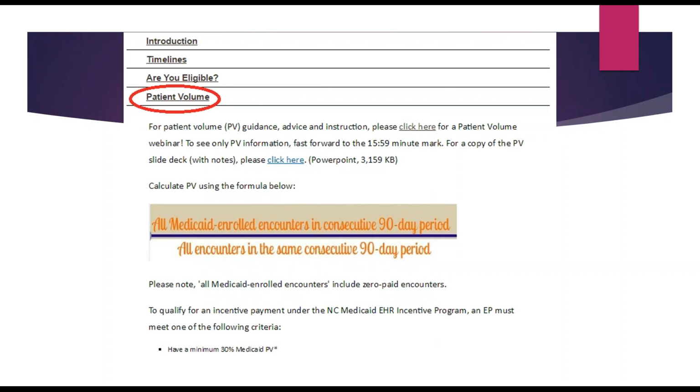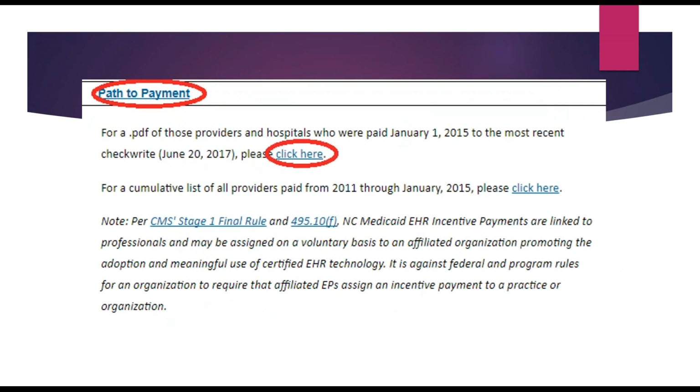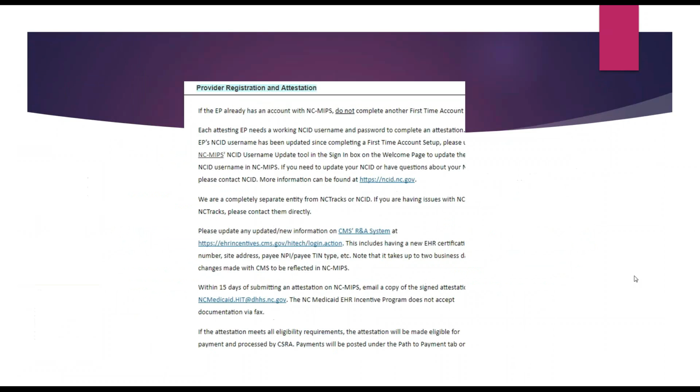The Patient Volume tab covers all things patient volume. The basics, incentive, defining a group, and additional PV resources all available at your disposal. The Path to Payment tab is where you'll find the payment spreadsheet that lists out all the payments we've made. There's also information on this tab telling you what you need to do to get a payment and what you should do if you can't find a payment that's been paid. The Provider Registration and Attestation tab covers how to get started with the attestation and where to go for assistance.